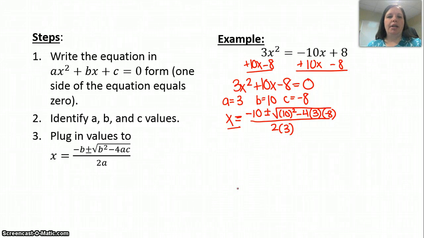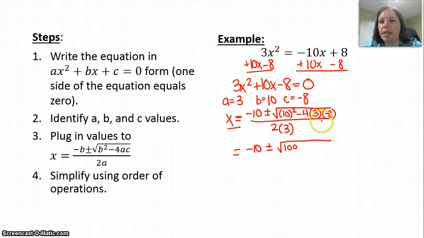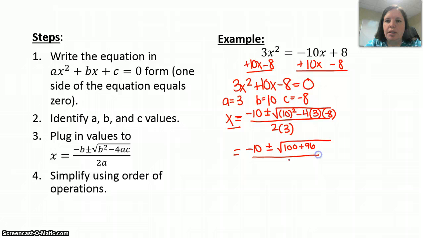So step 3, plug in your values, and step 4, simplify using order of operations. Order of operations would tell us to start inside the square root. So 10 squared is 100, and negative 12 times negative 8 would be positive 96. All divided by 2 times 3 is 6. So that's negative 10 plus or minus the square root of 196 over 6.